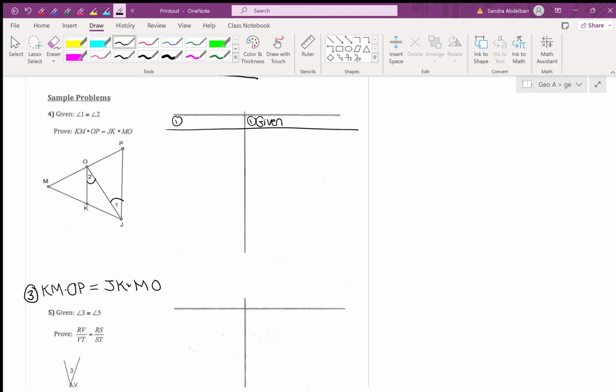Right. Our second step is the proportion that gave us that cross multiplication. Remember, the proportion is the first over the second equals the third over the fourth. So when you cross multiply, remember the first is multiplied with the what? Fourth. And the second is multiplied with the third. So when we come to put it back into the proportion, we're going to say the first, which is KM, over the second, which is JK, equals the third, which is MO, over the fourth, which is OP.